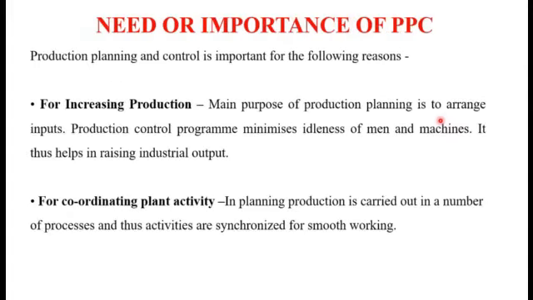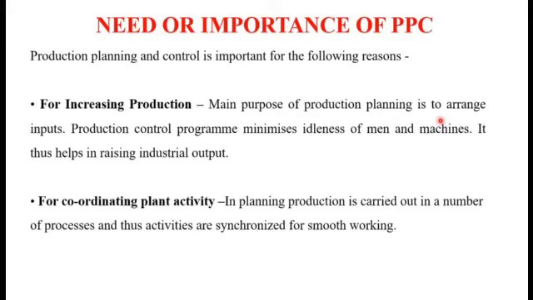Need or importance of PPC. Production planning and control is important for the following reasons. It is very important in industries because of the increasing production rate and for coordinating plant activity. The main purpose of production planning is to arrange inputs. The production control program minimizes the idleness of men and machines, and it thus helps in raising industrial output as well.